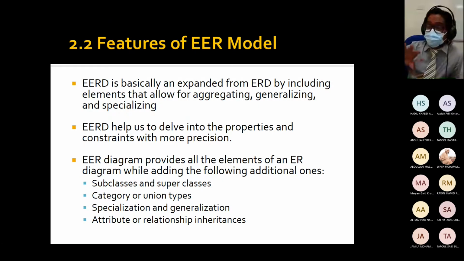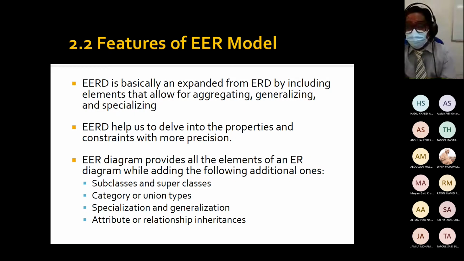Another one is that this diagram will provide you all the elements of an ER diagram, but with some added features which are not there in a typical ER. And what are those? Subclasses and superclasses, category or union types, specialization and generalization, just like the aggregating in the first point there, and attribute and relationship inheritance. It's a complete package. That's why EER is a specialized ER model that helps us identify those detailed constraints.